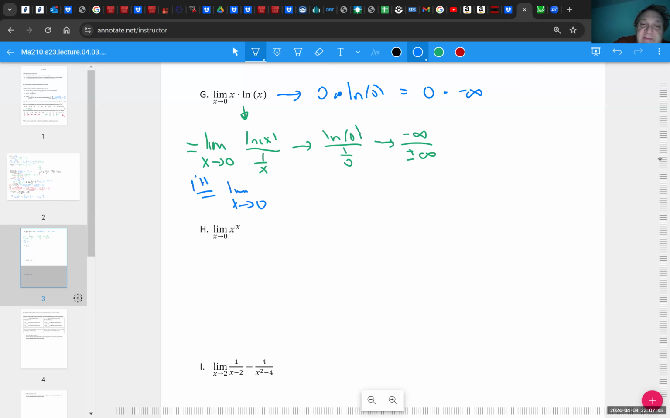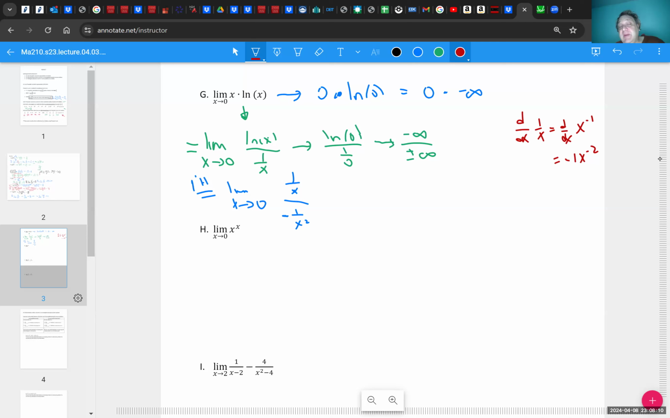The derivative of ln x is 1 over x. The derivative of 1 over x is negative 1 over x squared. And if you need a refresher of that, the derivative of 1 over x is the same as the derivative of x to the negative 1, which is negative 1 times x to the negative 2, or negative 1 over x squared.